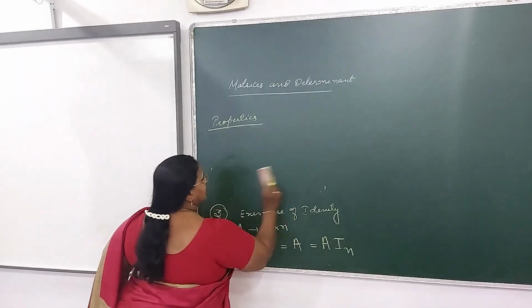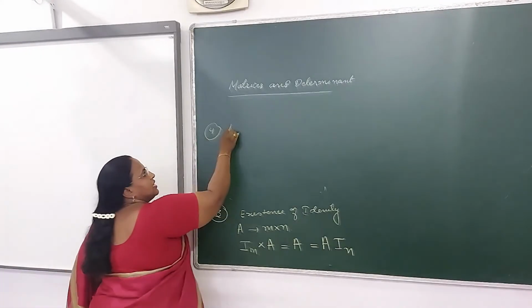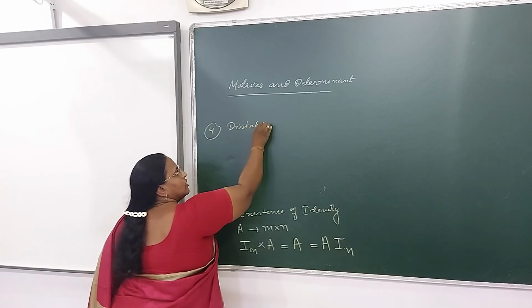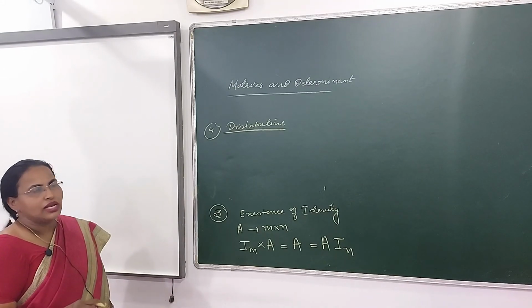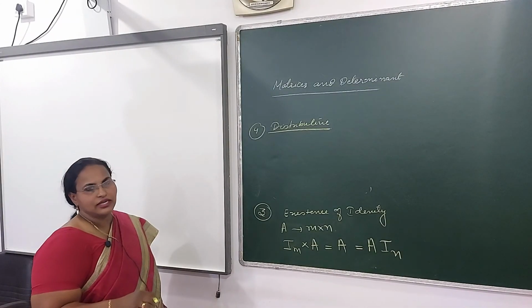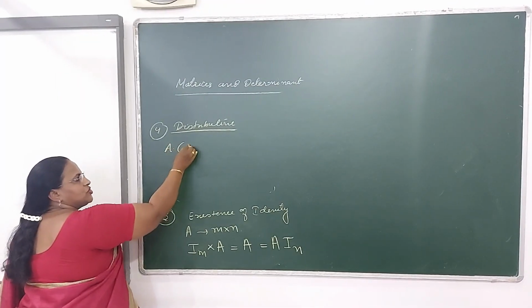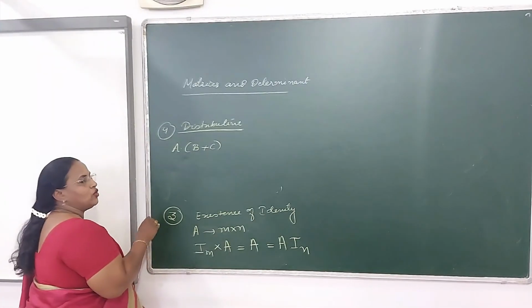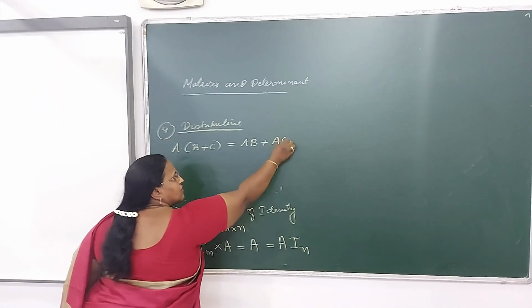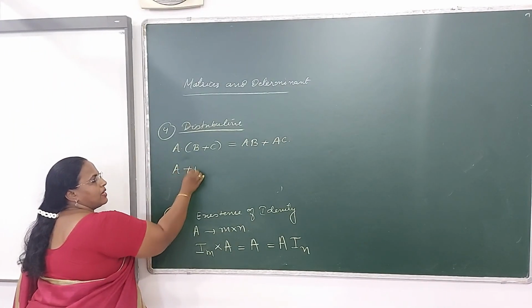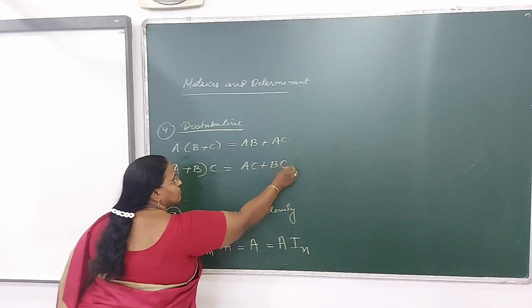Now, two more properties are there. One more property, the fourth property, distributive property, distributive over matrix addition. Let A, B, C be three matrices such that multiplication and addition are possible. Then what is the distributive property? A into (B plus C) is equal to A into B plus A into C. Likewise, (A plus B) into C is equal to AC plus BC.